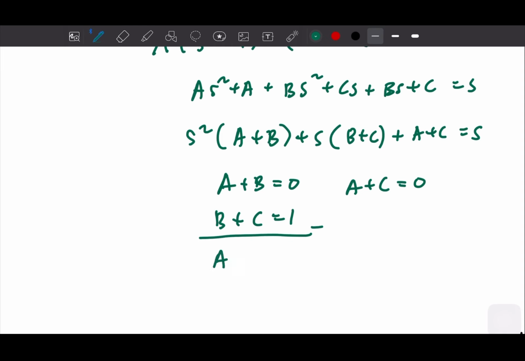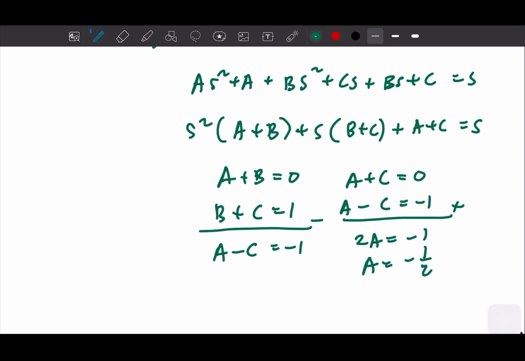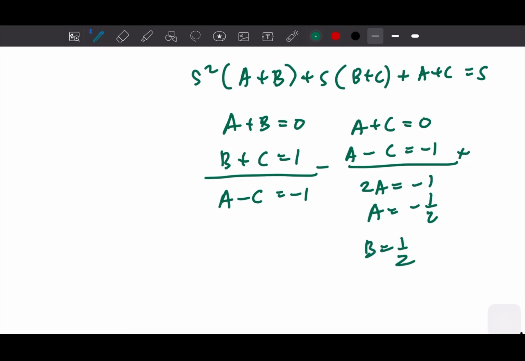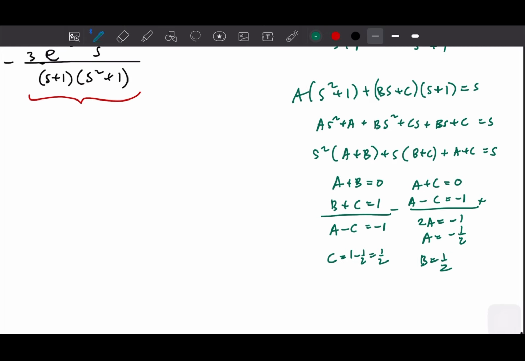Let's take minus. A minus c is minus 1. Let's use plus. So 2a is negative 1. Okay, right? So a is negative 1 over 2. B is 1 over 2. C is half. So this is half, a little half. Okay, I think it's quite good.